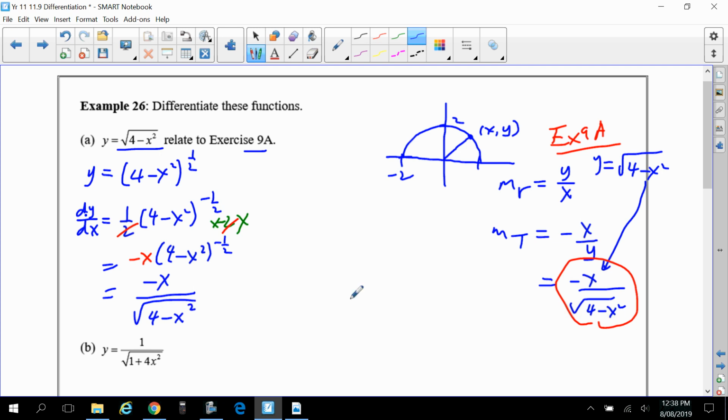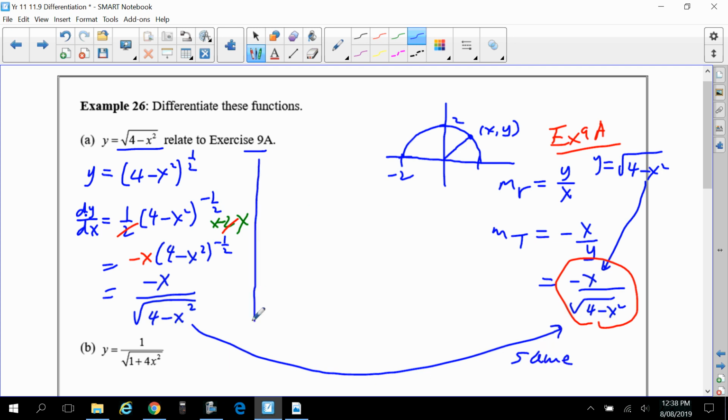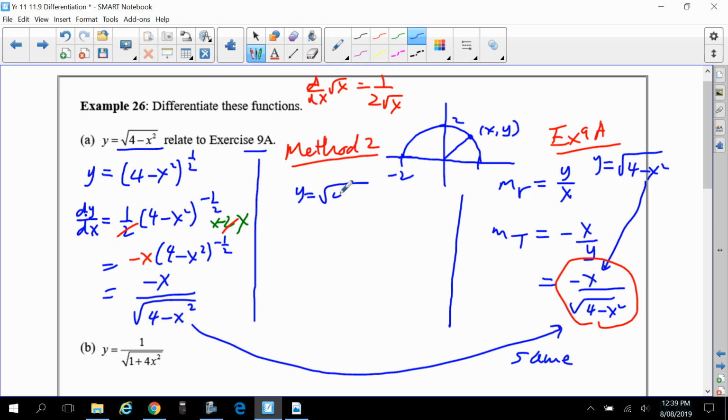So you notice that you get the same thing. Notice you get the same thing. All right, so that's pretty cool. I would like to show you the second method. Remember that if you differentiate root x, it's 1 on 2 root x. I could even use that in the chain rule. And in the chain rule, when you see that, that will save you time.